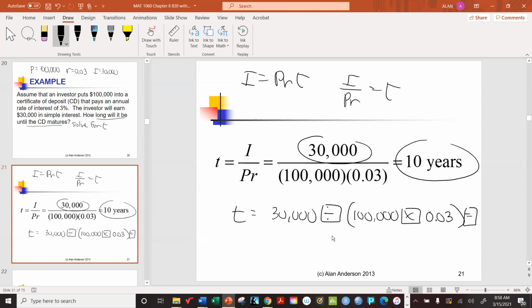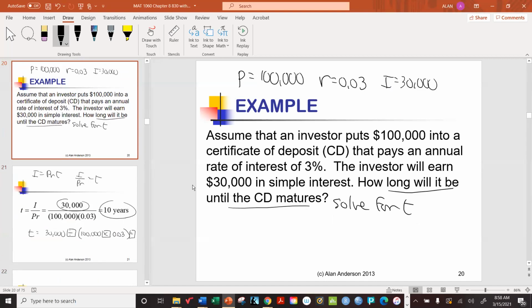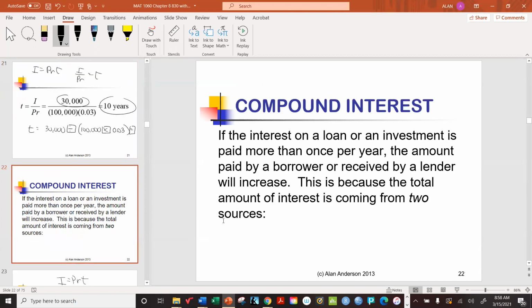Now, with all this being said, we're now going to introduce a far more important, but also far more complicated type of interest. And this is known as compound interest. This is what we've been saving for the whole weekend. Compound interest refers to interest paid on previously earned interest.